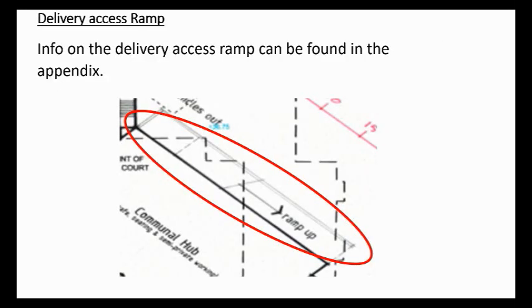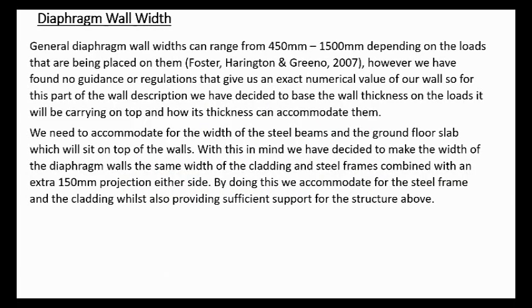Information on the delivery access ramp can be found in the appendix. Widths of diaphragm walls can range from 450mm to 1500mm depending on the loads that they are supporting. Upon searching, there were no regulations which gave guidance on what width we should choose, so we decided to make the wall widths equal to the thickness of the steel frame and cladding above, with an extra 150mm projection either side. This enables us to accommodate and provide sufficient support for the cladding and steel frame superstructure.